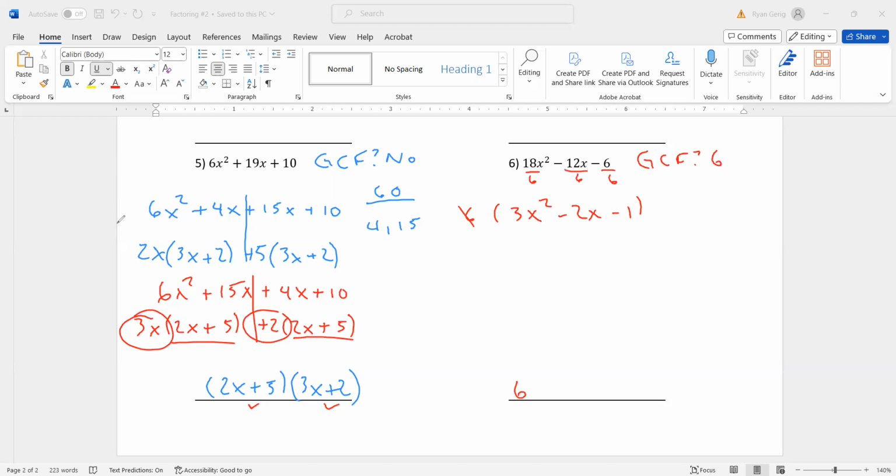Now I'm multiplying 3 times negative 1. I need two numbers that multiply to negative 3 and add to negative 2. That would be negative 3 and 1. So I'm going to write that 3x squared minus 3x plus 1x minus 1. 3x is my GCF here. Divide by 3x, so it's going to be x minus 1. GCF of these is just 1. There's no GCF, so it's just 1. And divide by 1 is just x minus 1. So 3x plus 1, x minus 1.